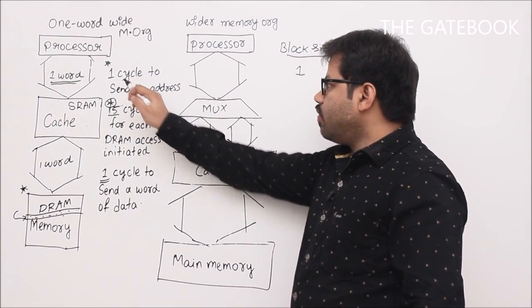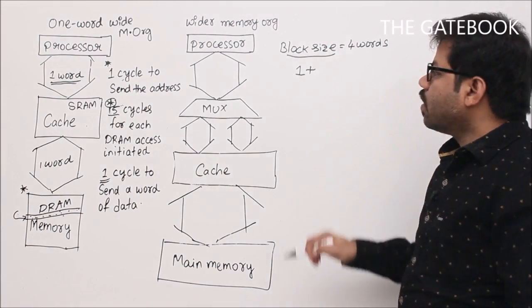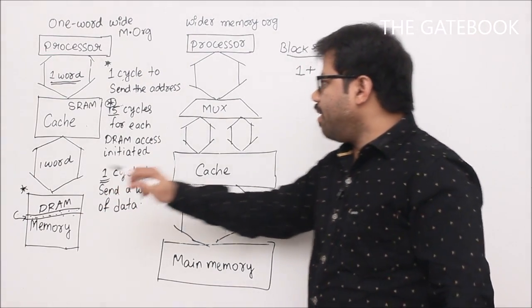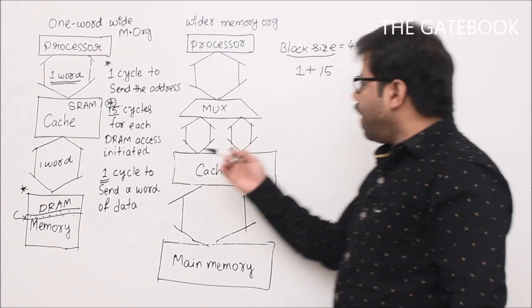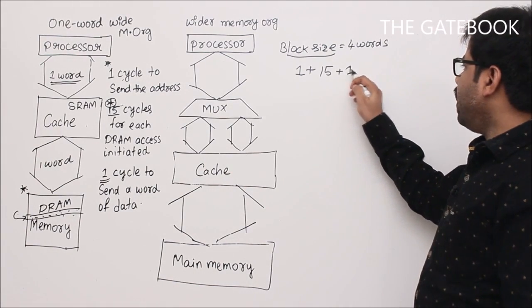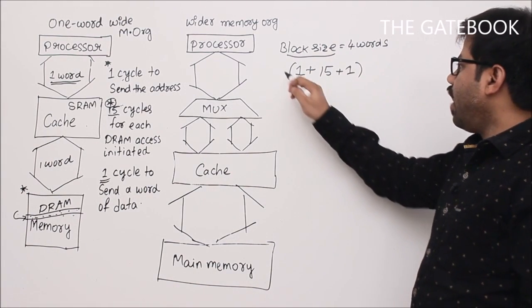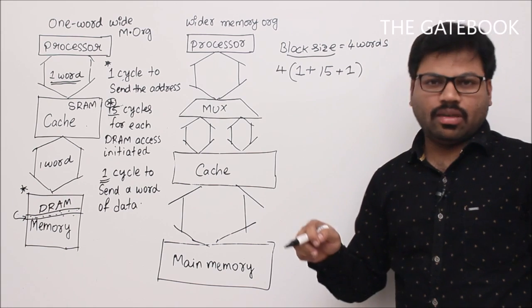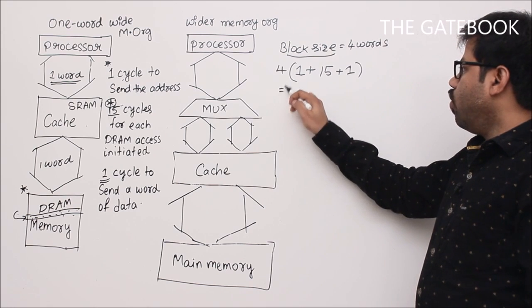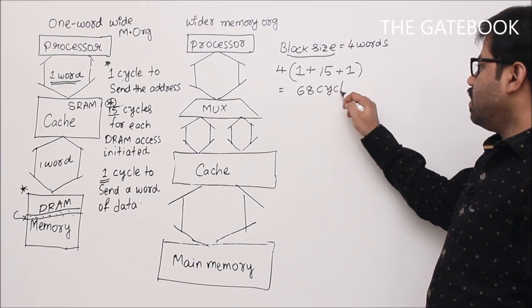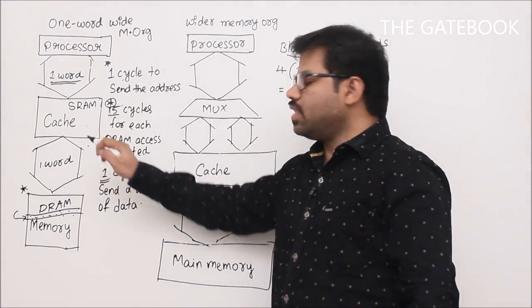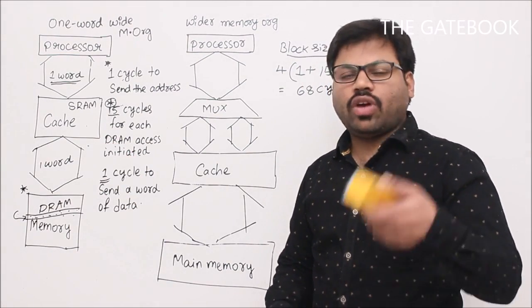So to send the address, one cycle, plus for initiating the DRAM 15 cycles, plus to get the data back one cycle. Finally 17 cycles for one word, but we have 4 such words in the block, right? Then it would be 4 into 17, 68 cycles, remember it. So in this design, 68 cycles are required to fetch one block.